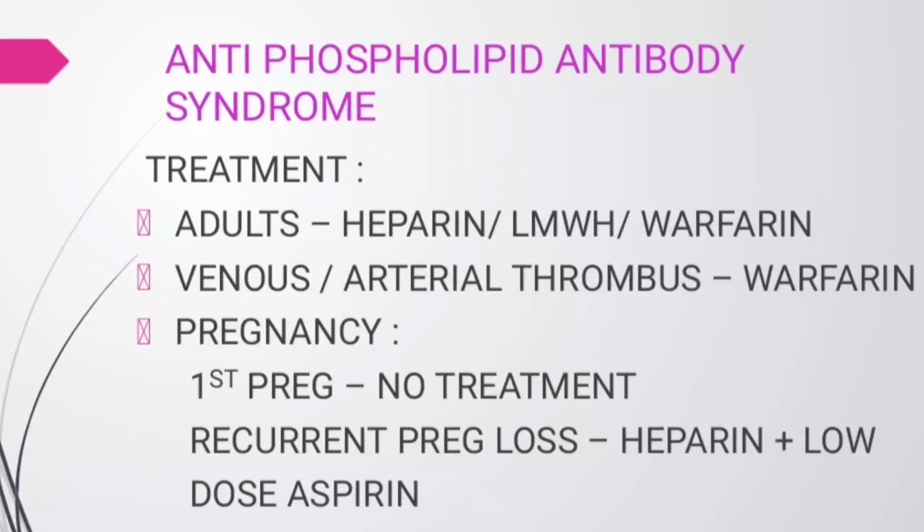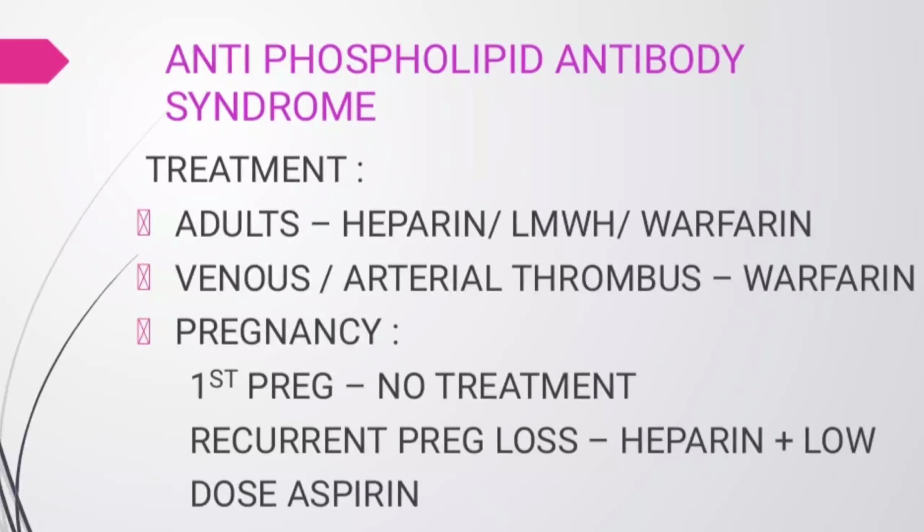If the patient is asymptomatic, then there is no need for any treatment. In case of adults, heparin, warfarin, or low molecular weight heparin has to be used. In case venous or arterial thrombosis has occurred, then warfarin is the mainstay of treatment, and INR levels have to be monitored in these patients.